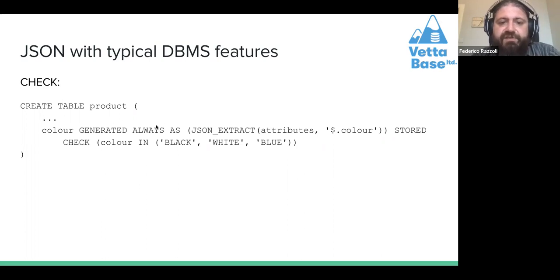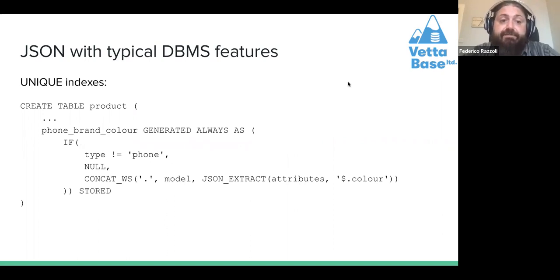So for example, in this case, I'm using this check clause. I don't know if everyone knows check. It's just a syntax which means for each row that is added or modified, check if this expression is true. If it is not, return an error. Don't insert the new row. Okay, so in this case, I'm just saying that the color must be black or white or blue.